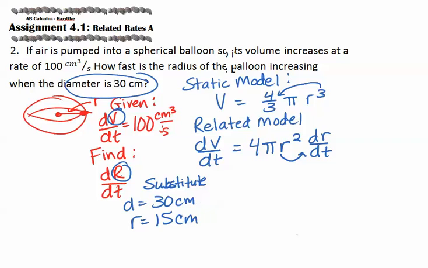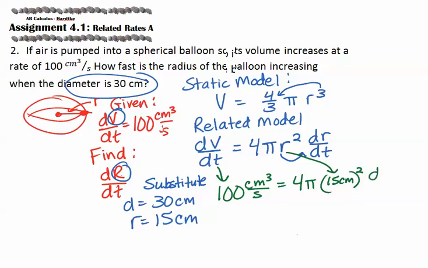So let's see what we were given here. We were given dV/dt, so let's put in 100. And you might not always write the units, but let's do that for this first case here: 100 cubic centimeters per second. And on the right side, we want to substitute for r, our specific case of 15 centimeters. And then don't forget to square it. And the only variable left is what we're looking for. We want to solve for dr/dt. This was what we were asked to find.